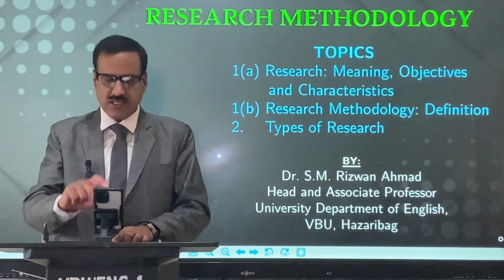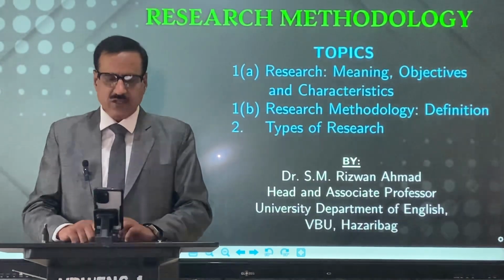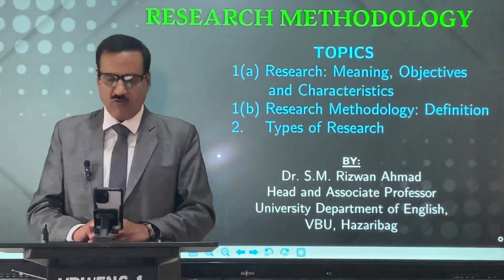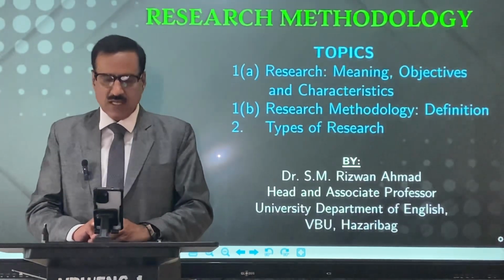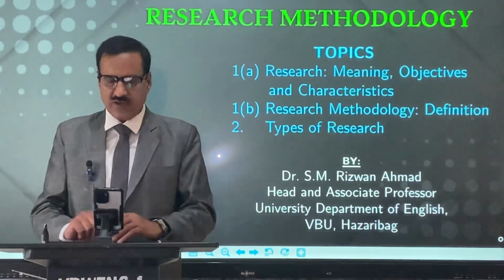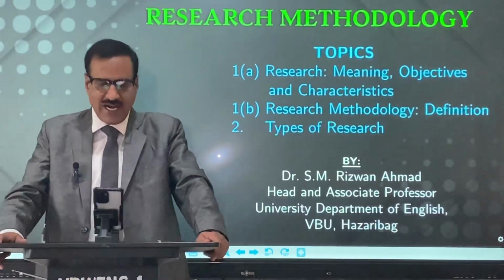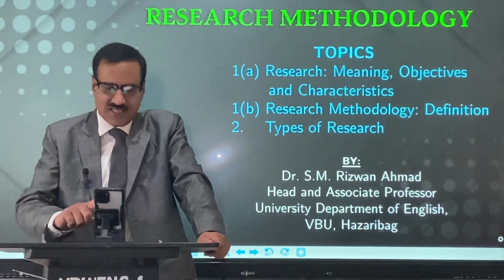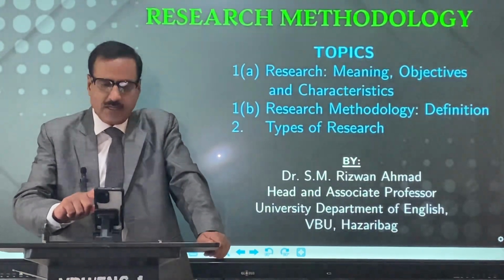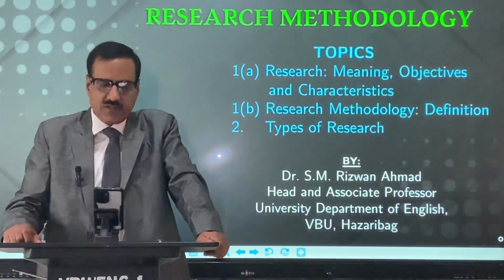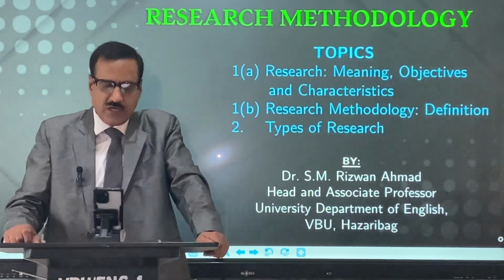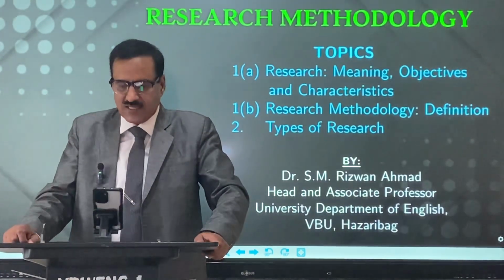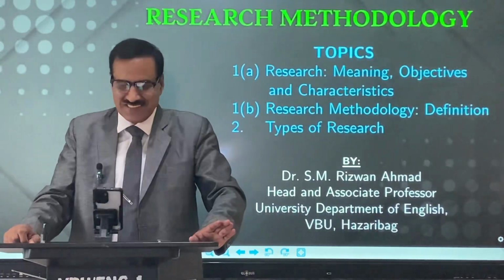The sixth one, qualitative research. It is concerned with qualitative phenomena, that is, phenomena relating to or involving quality or kind. This type of research aims at discovering the underlying motives and desires using in-depth interviews for the purpose. The seventh kind, fundamental research. It is mainly connected with generalizations and with the formulations of theory. Gathering knowledge for knowledge's sake is termed fundamental research.